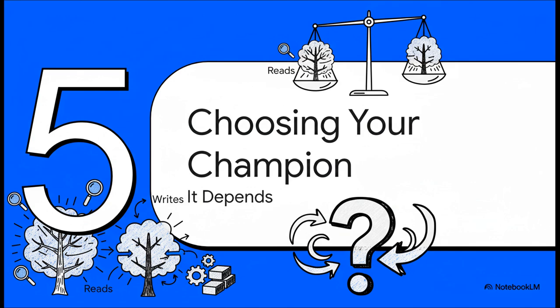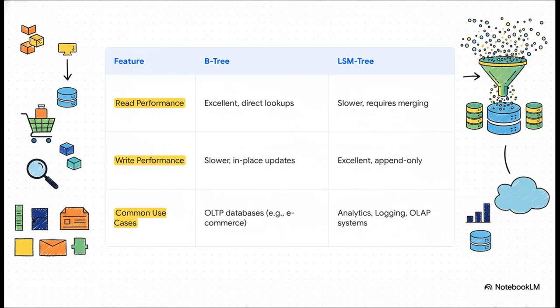So, which one's better? The read-optimized B-tree or the write-optimized LSM tree? The answer, of course, is it depends. It completely depends on what you're trying to build. This table right here is pretty much the ultimate cheat sheet. If your app is all about fast, targeted lookups, like an e-commerce store, you're probably going to want a B-tree. But if you're ingesting huge volumes of data, like for an analytics platform, an LSM tree is your friend. It's all about picking the right tool for the right job.